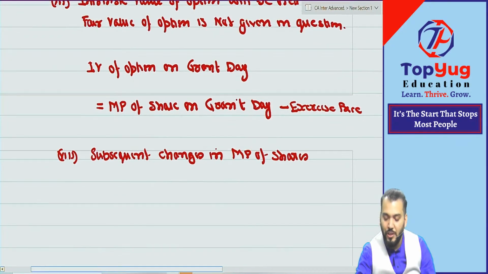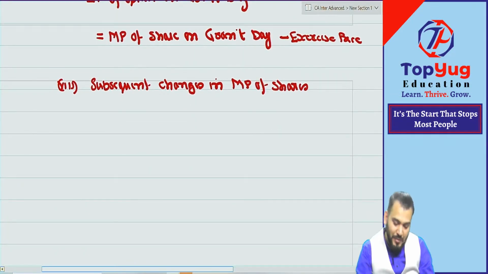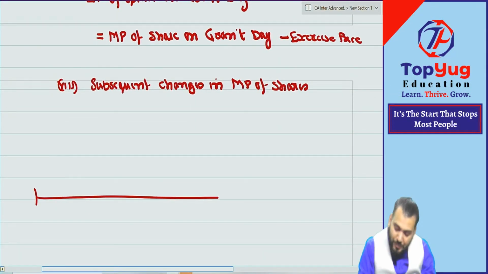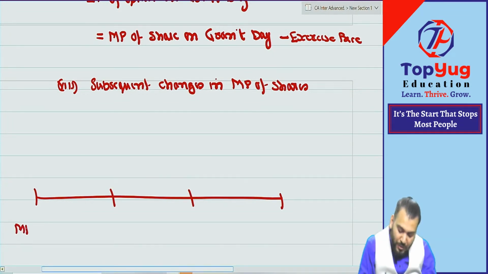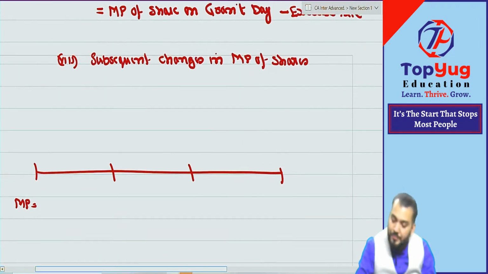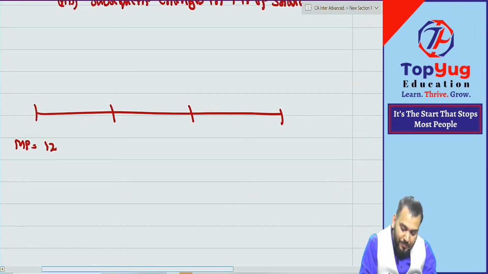Not understood. Let me draw. Correct now. Means I am saying this way. This is year 1, year 2, year 3. Here the market price was how much? In our example, 120. And exercise price was how much? 30.